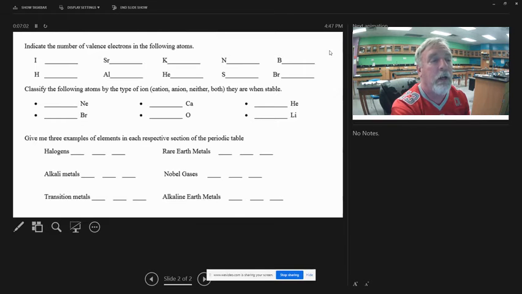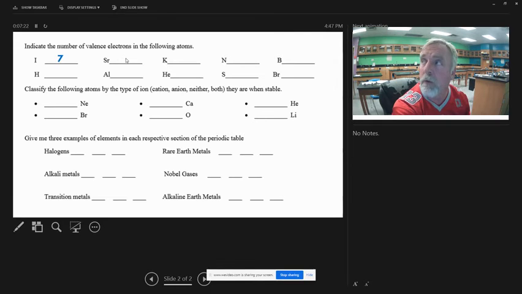All right, let's look at the back here. Indicate the number of valence electrons in the following atoms. So remember, if we wanted to find valence electrons, all we had to do was find its group in the periodic table. So if you go on the periodic table and you find iodine, you're going to see it's in group 7. Right? So it's going to have 7 valence electrons.